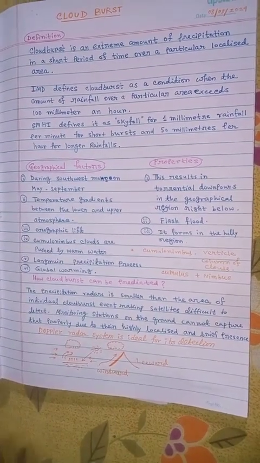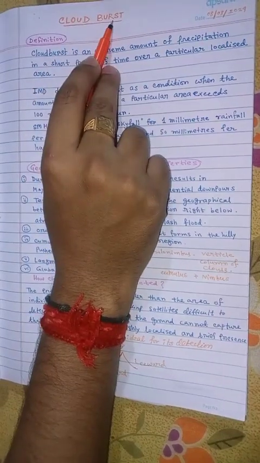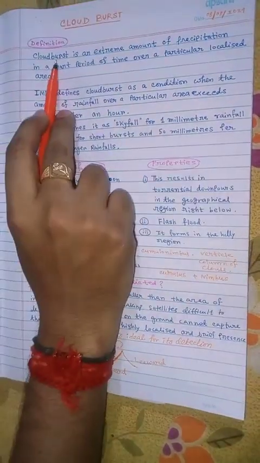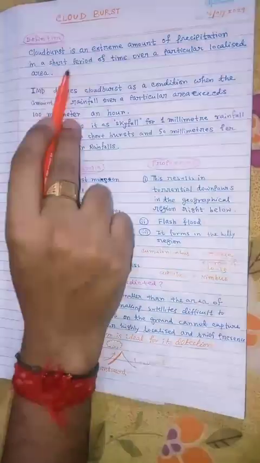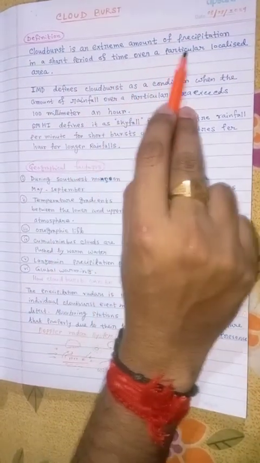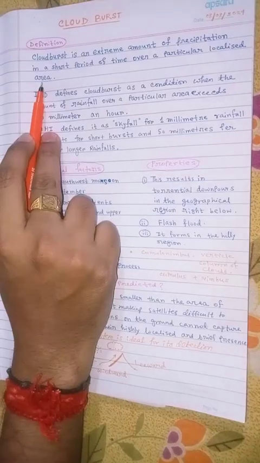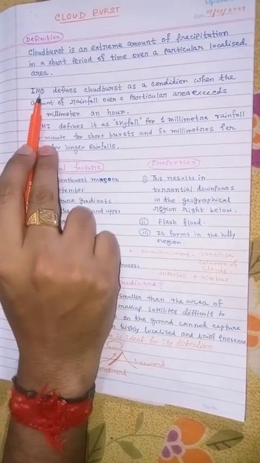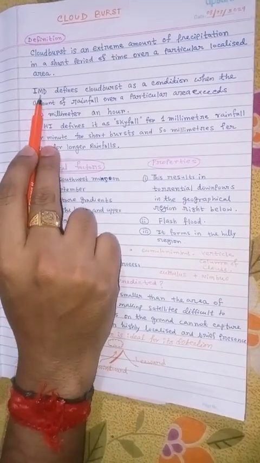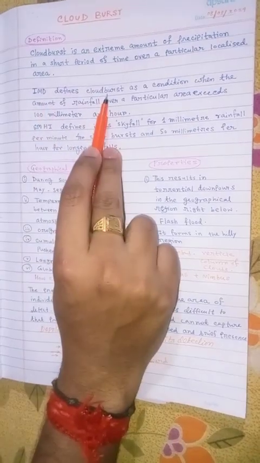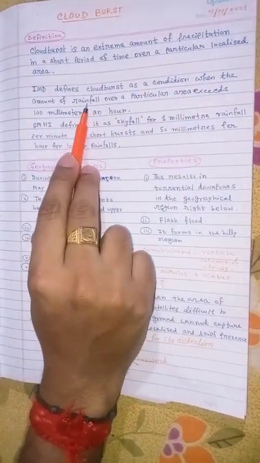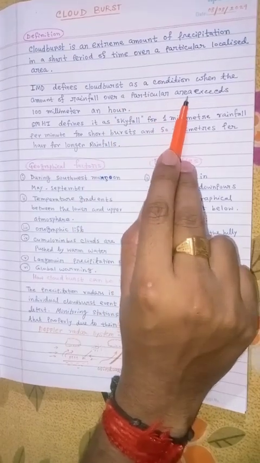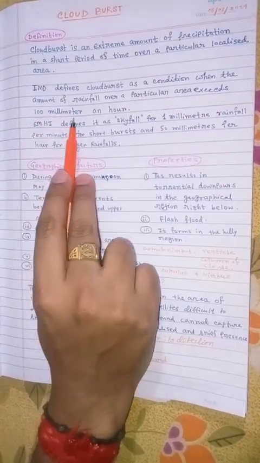Today we are going to discuss cloudburst. By definition, a cloudburst is an extreme amount of precipitation in a short period of time over a particular localized area. According to IMD, the Indian Meteorological Department, a cloudburst is a condition when the amount of rainfall over a particular area exceeds 100 mm per hour.